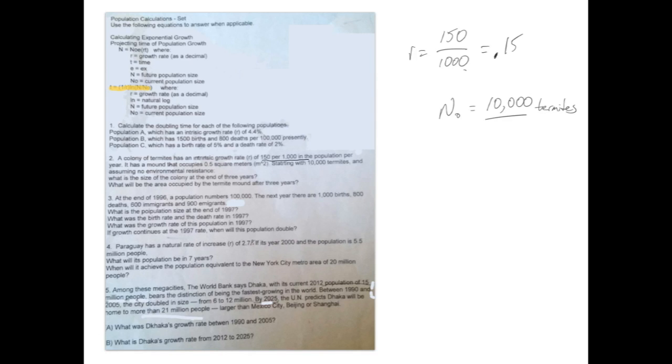If we take a look at the next part, it says the mound occupies 0.5 square meters. If that is the N naught, they give you another ratio: 0.5 meters squared for every 10,000 termites. So that's actually a conversion factor, so when they ask you how many meters later in the problem, you can calculate it. Well, if your N naught is 10,000 termites and your growth rate is 0.15, and you want to know what size the colony is after 3 years, you have most of your variables.